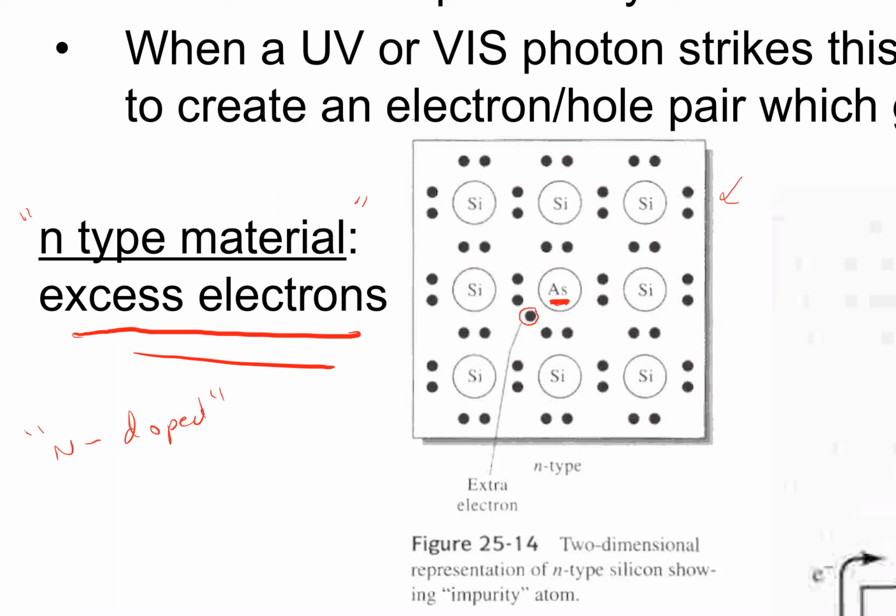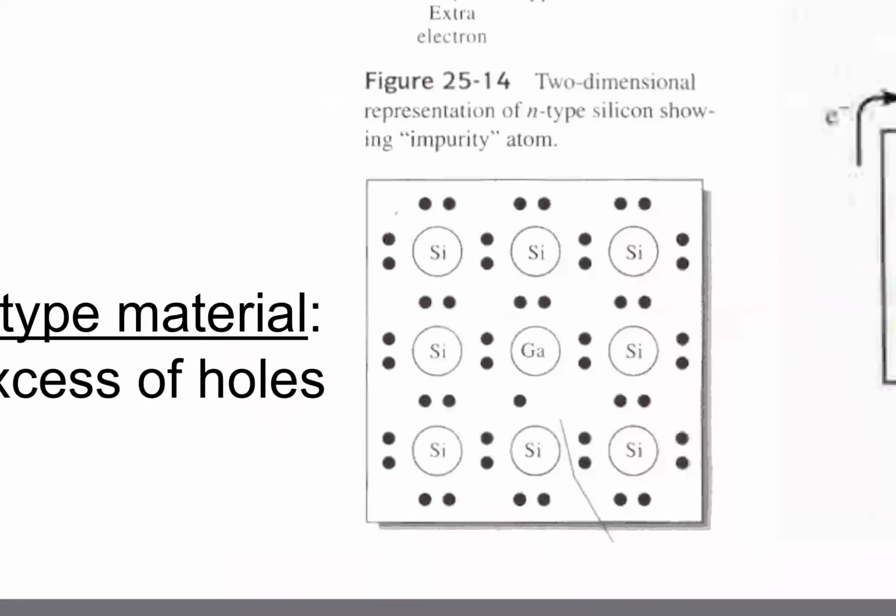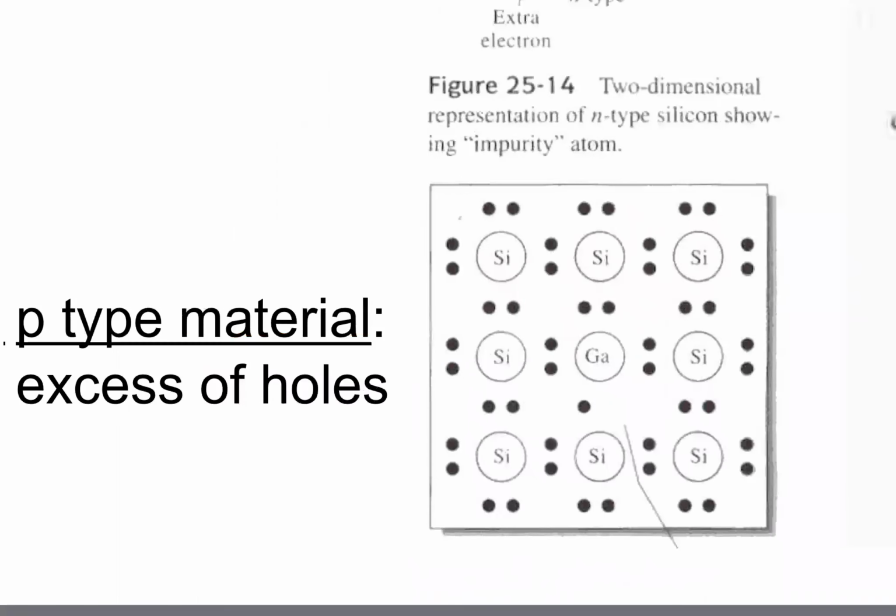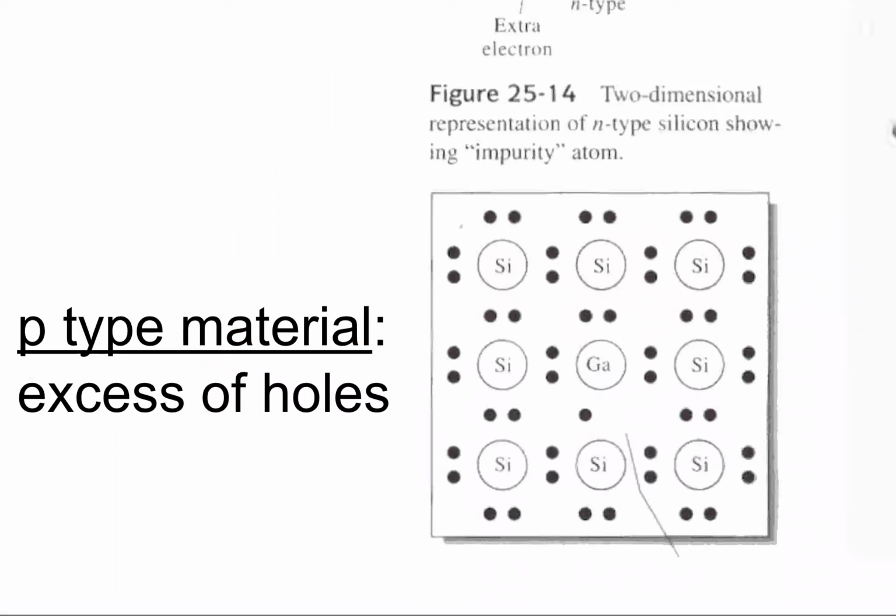And I say negative, meaning it has extra electrons, or an abundance of electrons. And they're there just because we purposely added an element that's got more valence electrons. This is N-doping. Now I can also make a different type of material if I want to. I can make a P-type material.